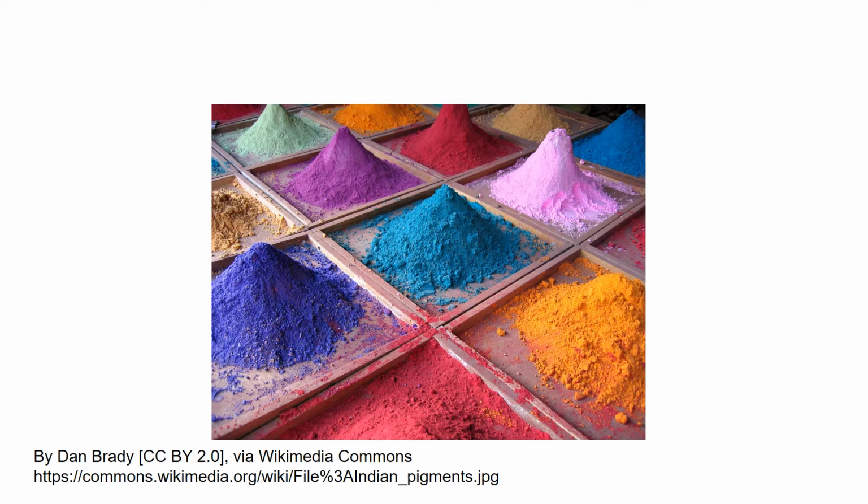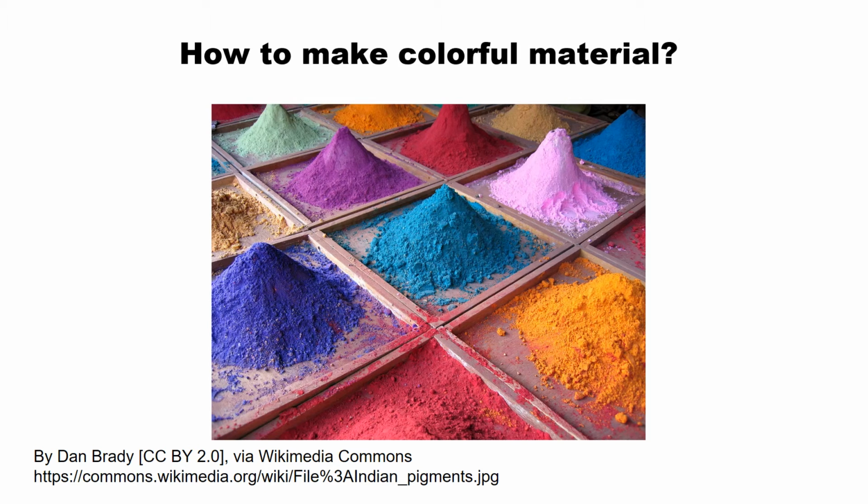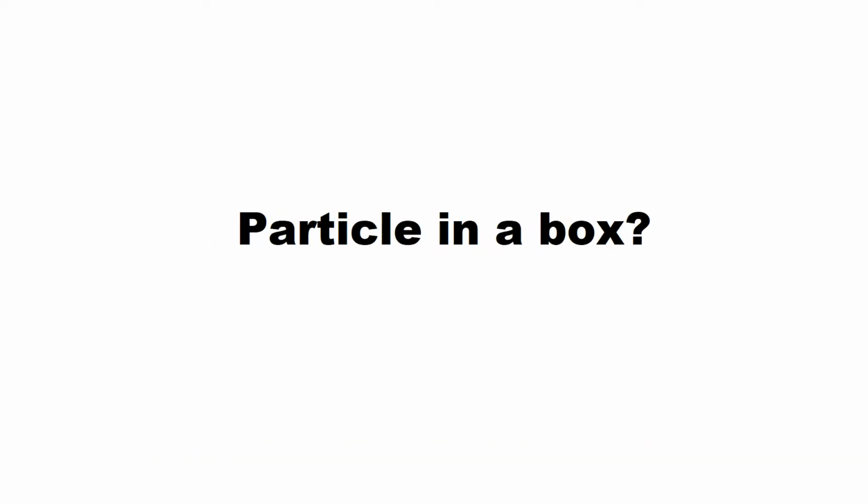To become colorful materials, the material should absorb certain wavelengths of visible light. Then we can see the leftover colors, in other words, the complementary colors. Then the next question is, how to make such colorful materials? Here is one possible way.